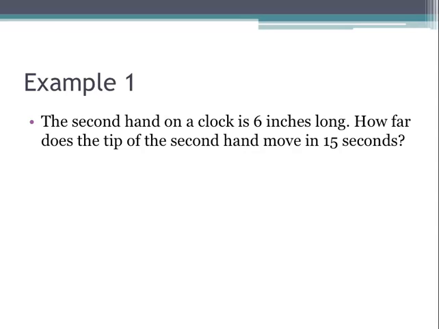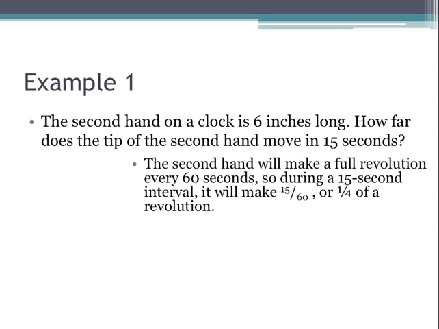Okay, so take a look at example 1. It says the second hand on a clock is 6 inches long. How far does the tip of the second hand move in 15 seconds? Okay, we want to think about 15 seconds in terms of how far along the circle it has moved. Recall that the second hand on a clock is going to make a full rotation or full revolution every 60 seconds. So 15 seconds is a fourth of that revolution.